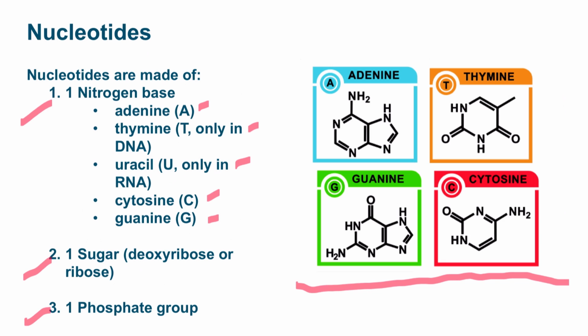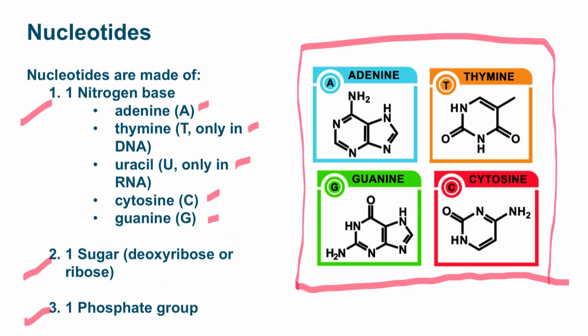So your sugar is going to be deoxyribose if you're talking about a DNA molecule, and ribose if you're talking about an RNA molecule. And then you've also got the phosphate group. So this picture here shows you 4 of the nitrogenous bases that we find in DNA: adenine, thymine, guanine, and cytosine. Uracil is not pictured here.